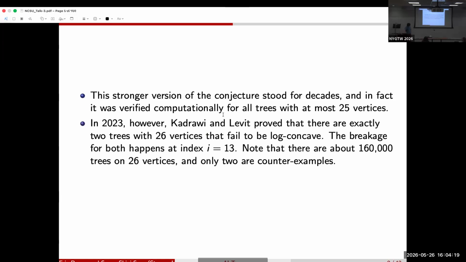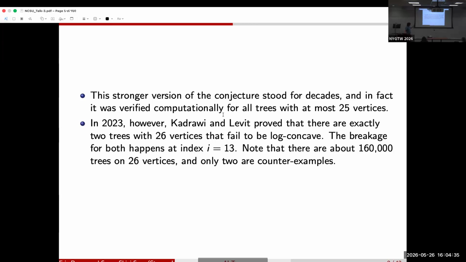In 2023, however, Kadrawi and Levit, the same Levit from the previous talk, prove that there are exactly 2 trees on 26 vertices that fail to be log-concave. Okay. So if we had just taken one step further, we potentially would have found these counterexamples.